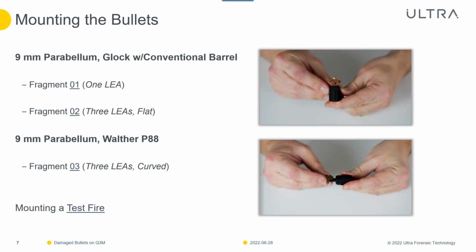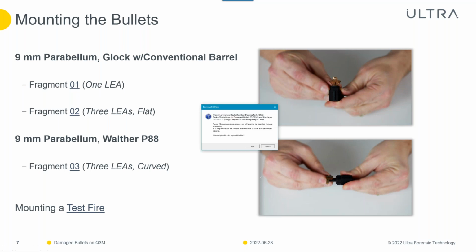And for the samples I'm going to be showing, I have a series of videos now. The first 2 here are from 9mm parabellum bullets that were fired through a Glock pistol with an aftermarket barrel that had conventional rifling. And the first sample we actually see over here, this one is a fragment that only has 1 land engraved area, LEA or Lee as we call them. So there's 1 Lee on this fragment. And so let's go and see how we would take on that scenario.